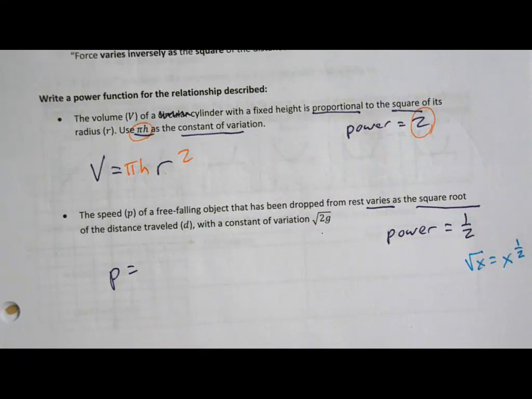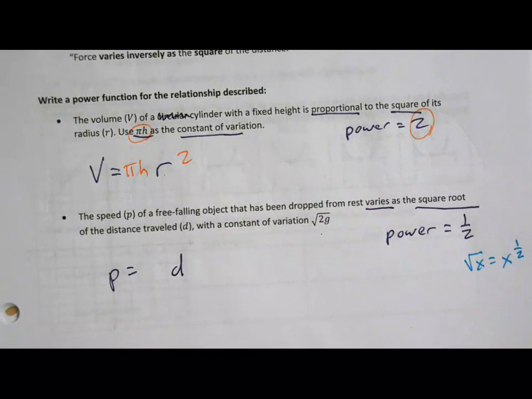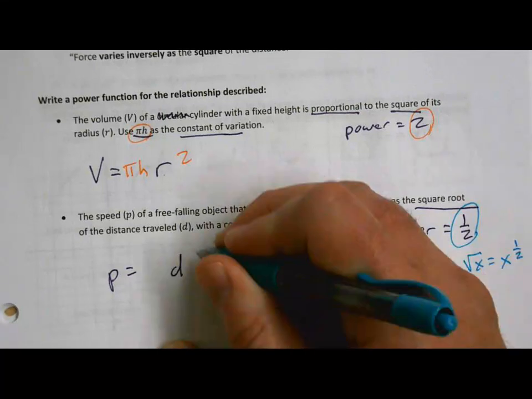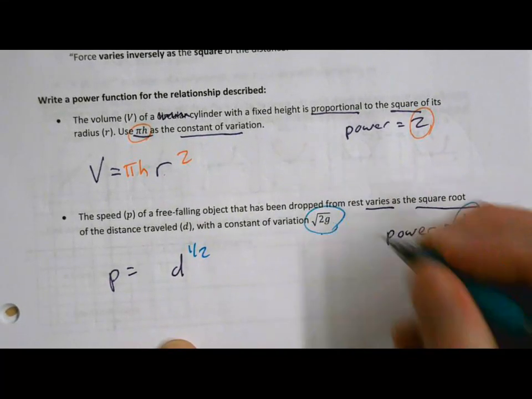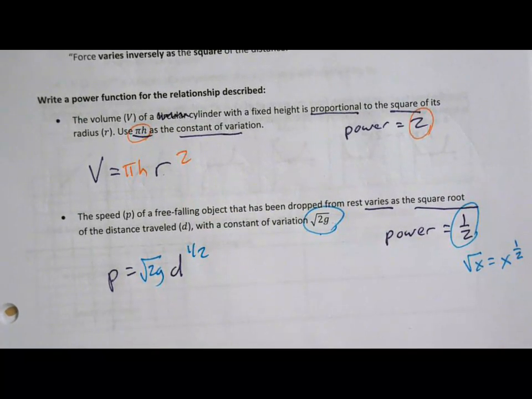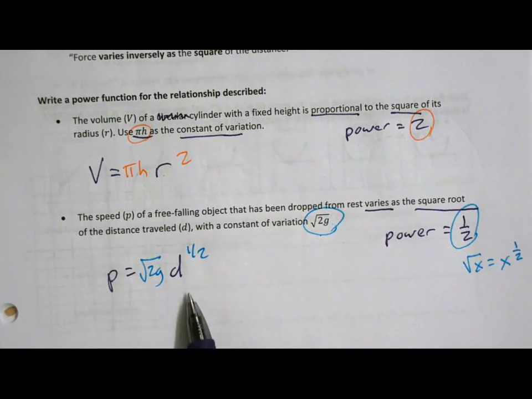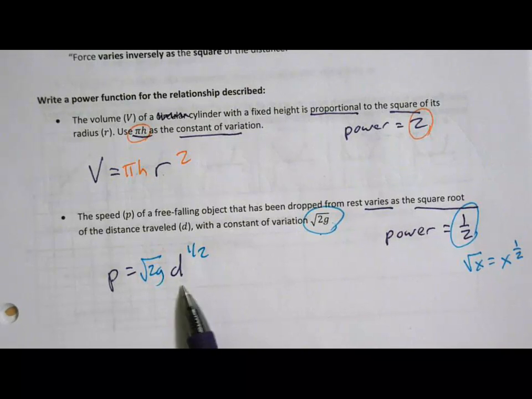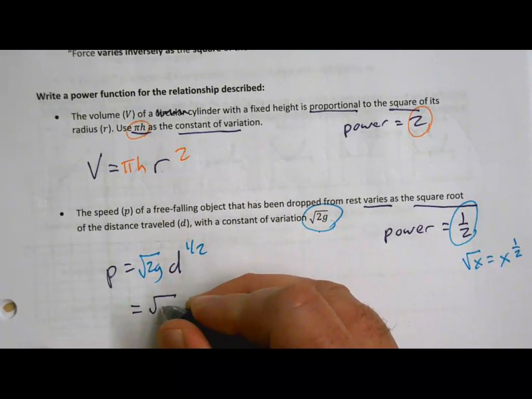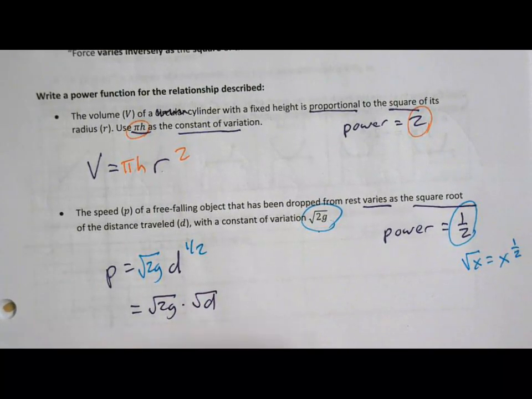So it varies as the square root of the distance traveled d. So my independent variable is d. We know that our power is 1/2. And then they're telling us here to use the square root of 2g for our constant of variation. If I saw this problem in the textbook and I looked up my answer in the back and it didn't say exactly this, I wouldn't be surprised. I'm going to guess that they might try and simplify this and say that's the square root of 2g times the square root of d, and then maybe combine those two square roots together.